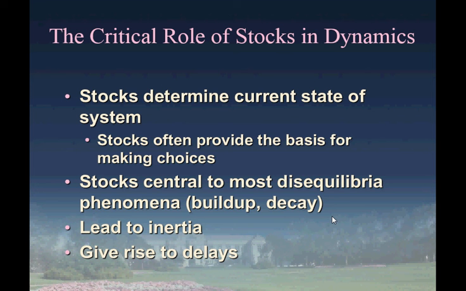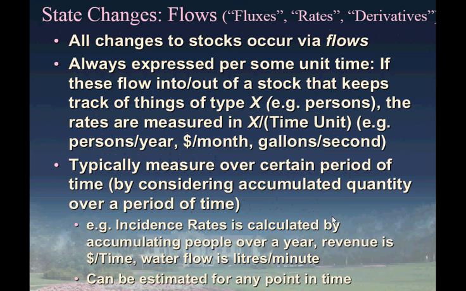Okay, let's talk now about the flip side of stocks, which are flows, the dual to stocks. All changes to stocks occur via flows. We specify for a stock the current value, or the starting value, the initial value. And from then on, its evolution is dictated by the flows in and the flows out. We only specify the initial value; thereafter it evolves according to the flows.